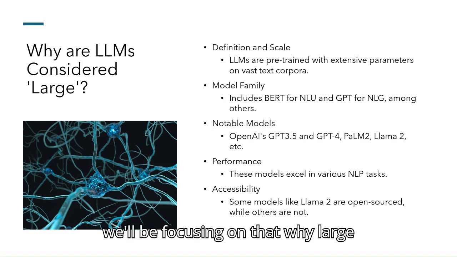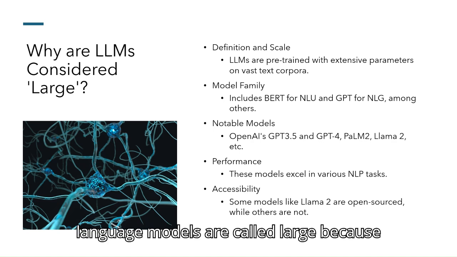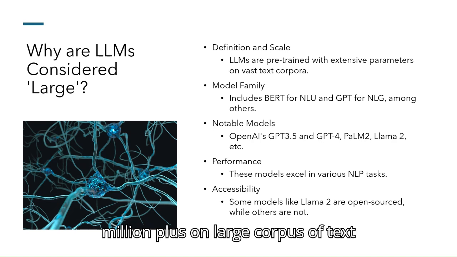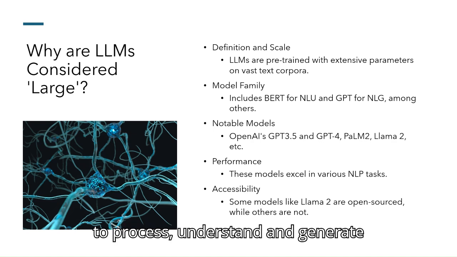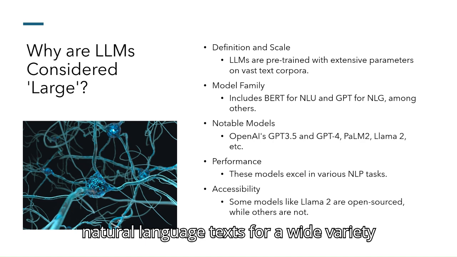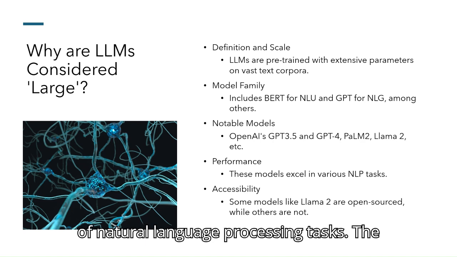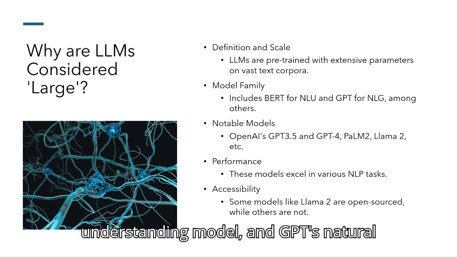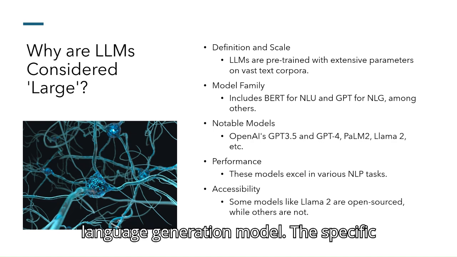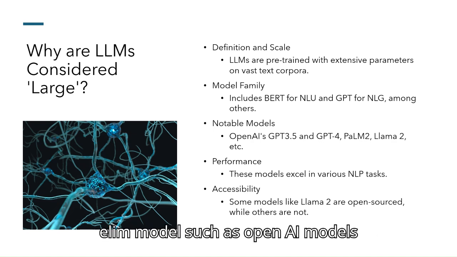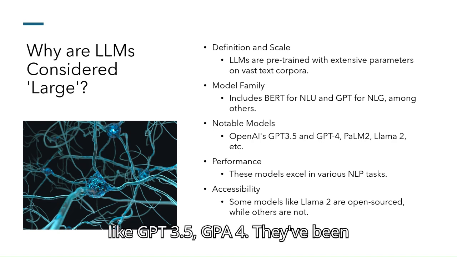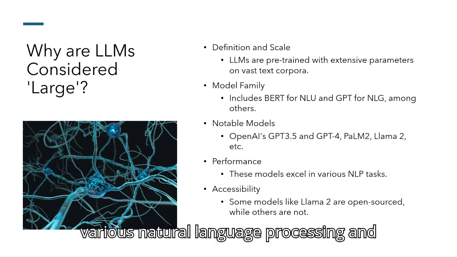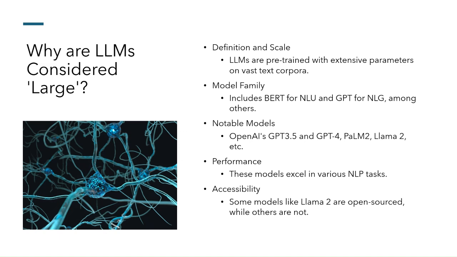First, we'll be focusing on why large language models are called large, because they are pre-trained with a large number of parameters, approximately 100 million plus, on a large corpus of text to process, understand and generate natural language text for a wide variety of natural language processing tasks. The large language model family includes BERT, which is a Natural Language Understanding model, and GPT, a Natural Language Generation model. The specific LLM models such as OpenAI models like GPT 3.5 and GPT 4 have been trained on billions of parameters and have shown exceptional performance in various natural language processing and text processing tasks.